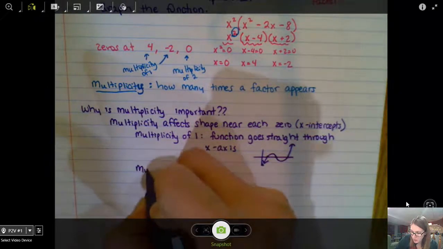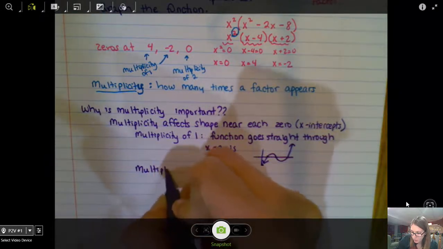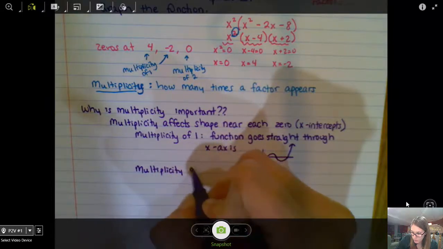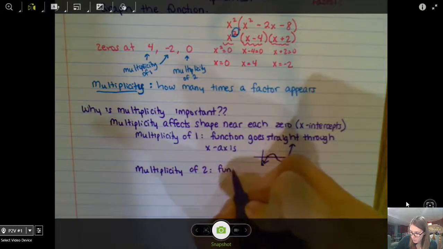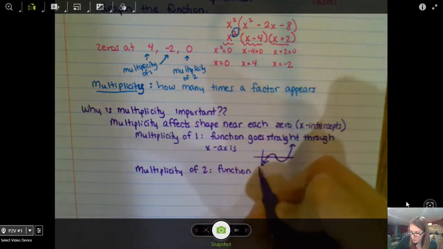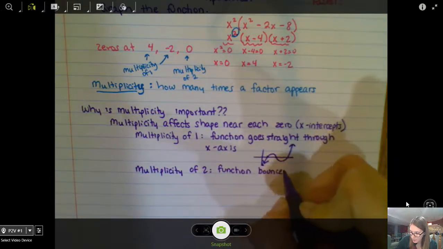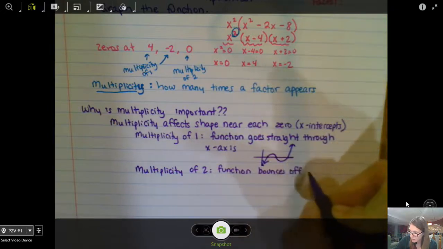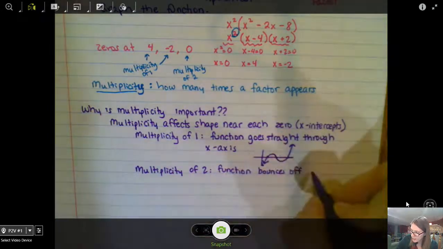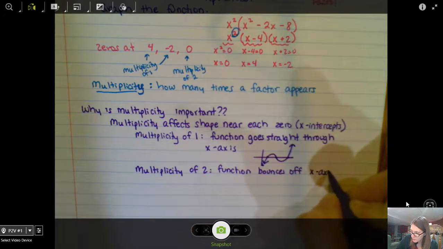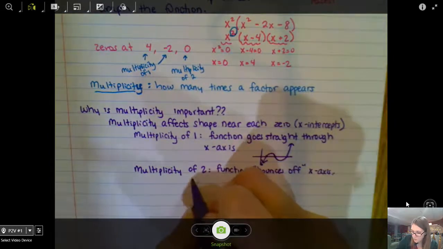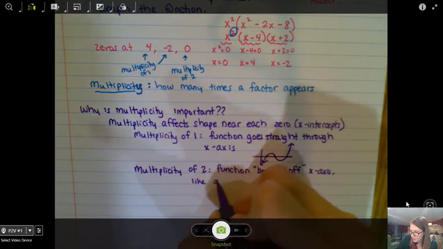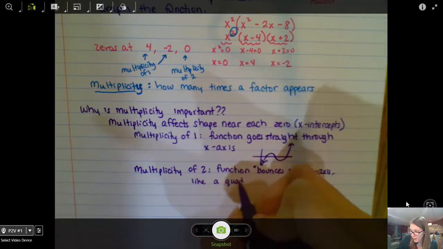If we have a multiplicity of 2, the function bounces off the x-axis like a quadratic, like a parabola.